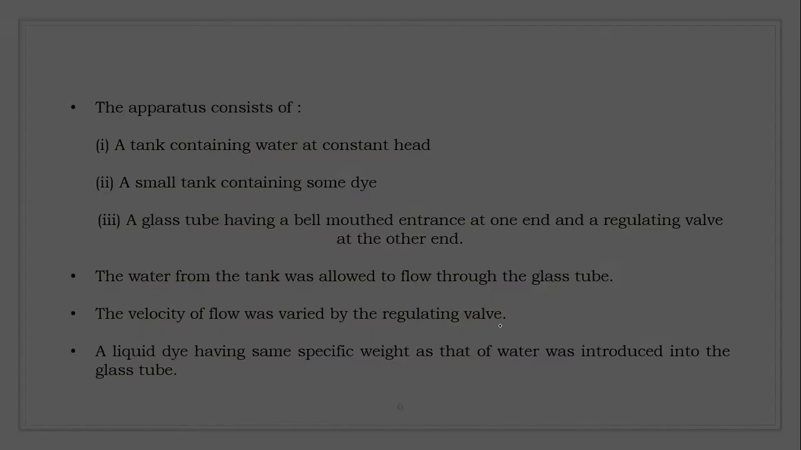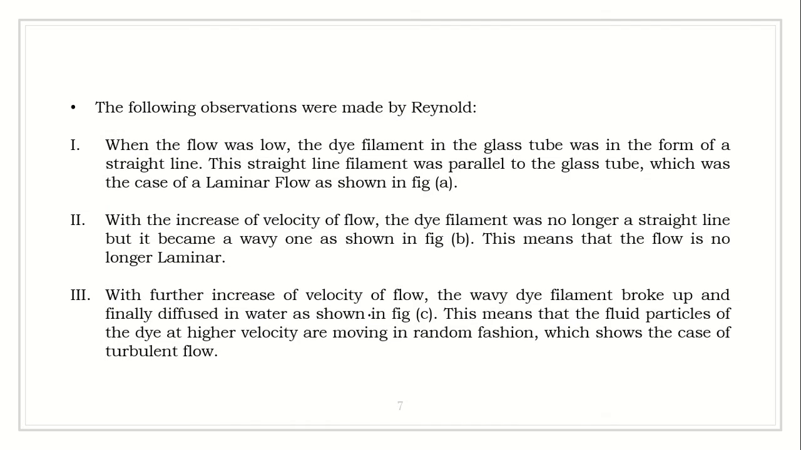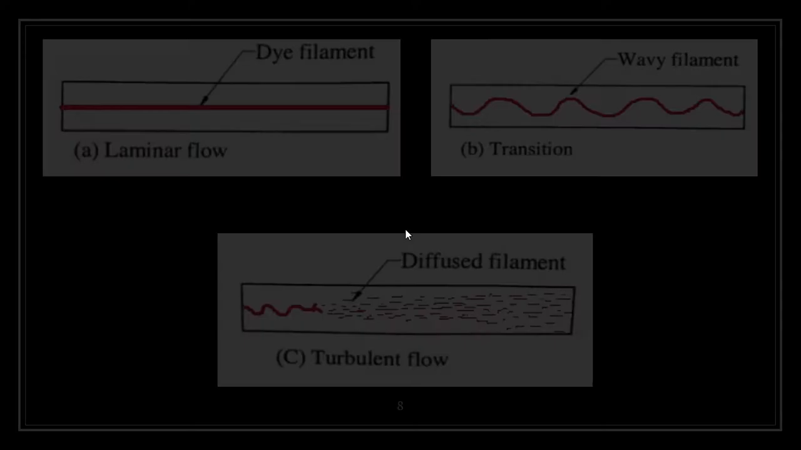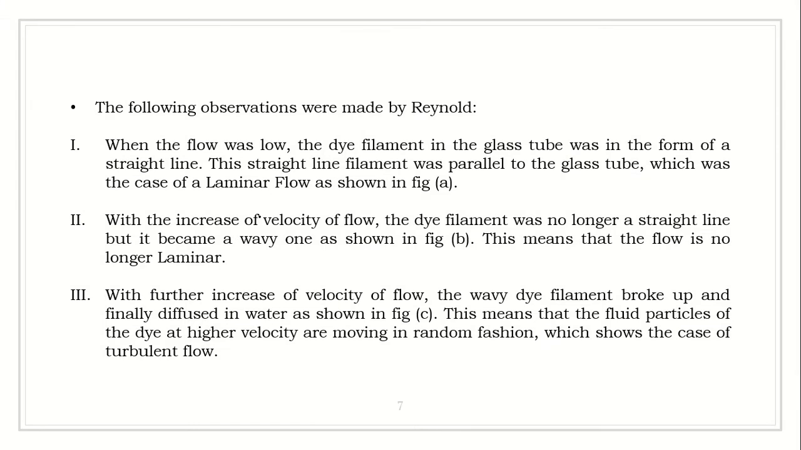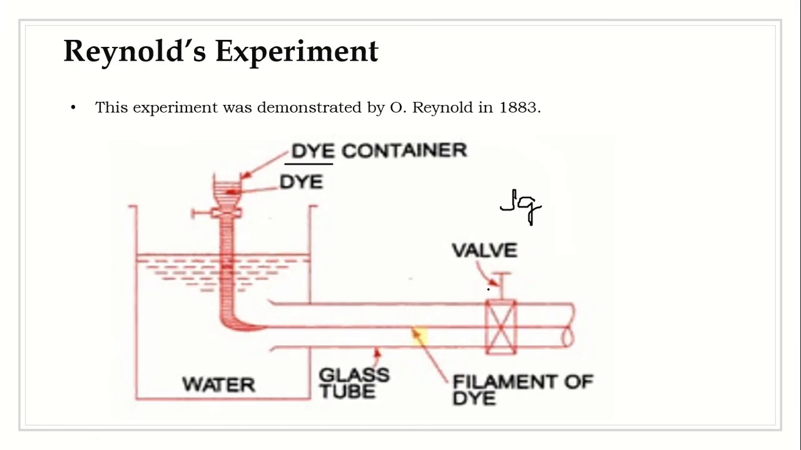Why? Because the velocity of the water was low. So the dye filament appeared in the form of a straight line, something like this. The red color one is the dye filament. Later on, he slowly increased the velocity. Now what will happen when the velocity is increased? As I've told you, velocity and Reynolds number are proportional to each other. It means if velocity is increasing, Reynolds number will increase, and no more will the flow be laminar.